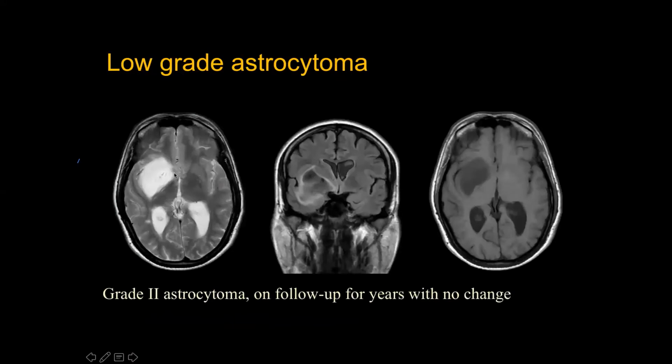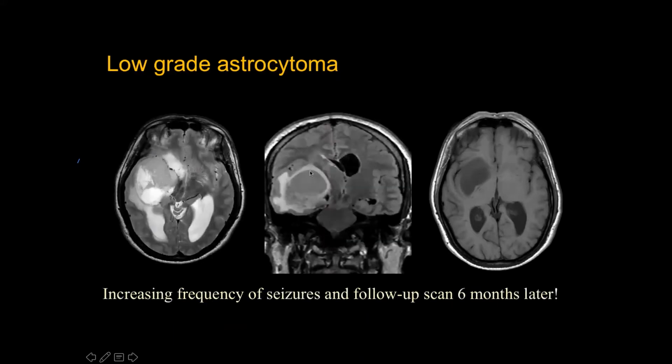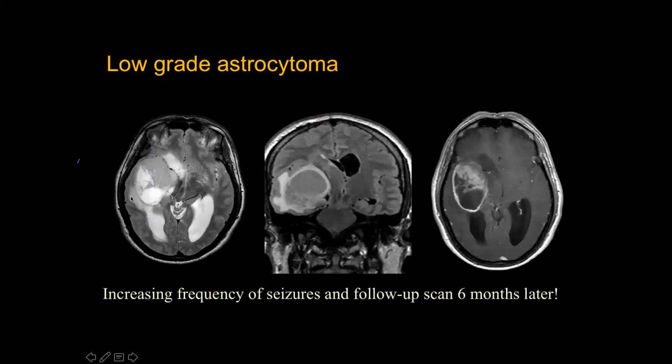So this is another low-grade glioma. Hyperintense on T2, no contrast enhancement, a bit low on FLAIR, mass effect. And this was followed up for years. And one day, between 2 scans, 6 months apart, it turned into a huge GBM. Okay, so moral of the story is that all these low-grade gliomas eventually will turn nasty.